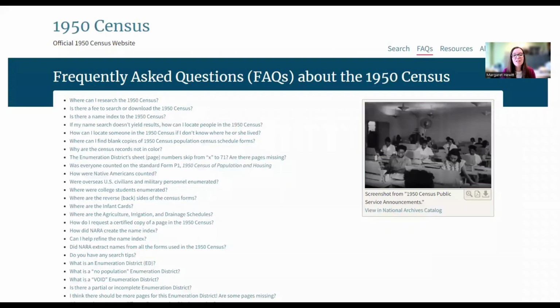So here's an example of all of the frequently asked questions that they have. They have information about search tips, where you can find blank copies of the question forms, questions about how Native Americans or military personnel were enumerated, questions about the enumeration districts. So if you have any other questions about the 1950 census, the National Archives is going to help you out.